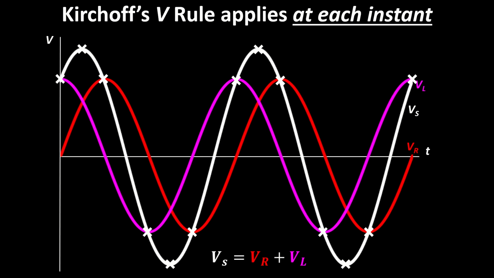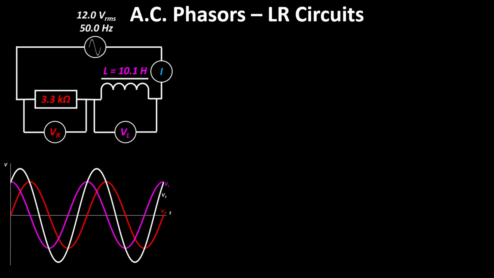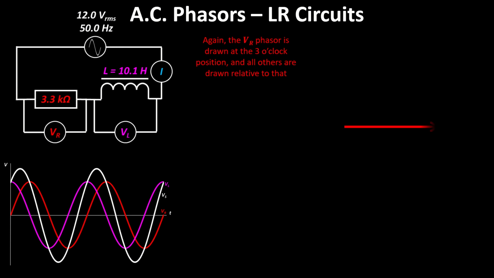Again, graphs like this get confusing to look at, so we'll look at it as phases. So if we take that same circuit, which had the graph we were just looking at, again, we start out with the resistor voltage at 3 o'clock, and everything else is drawn relative to that. It's rotating anti-clockwise with an angular velocity given by 2 pi f. Now, as we were just looking at, the VL phasor leads the resistor phasor by pi/2.